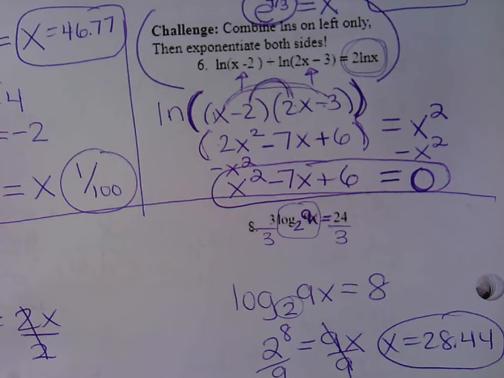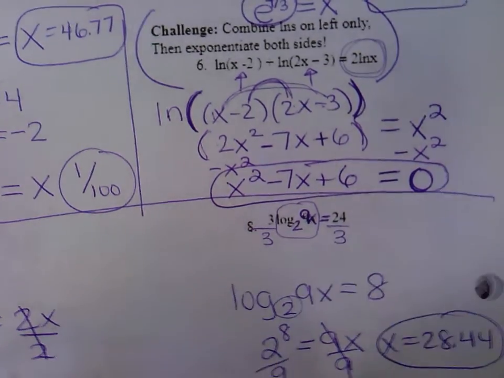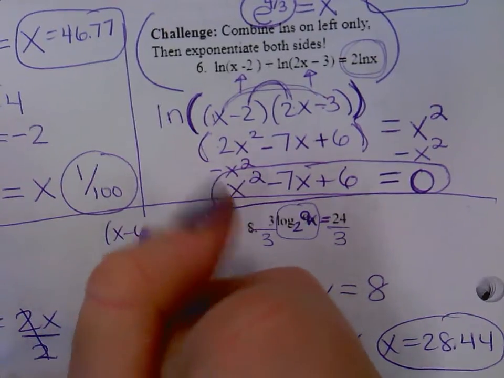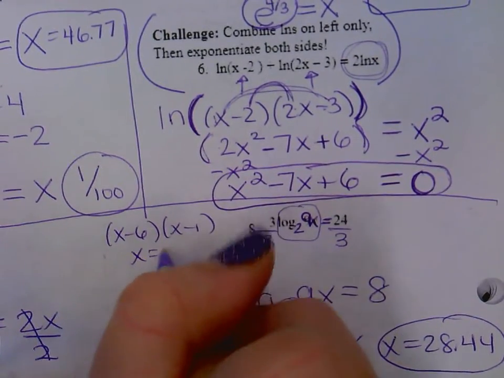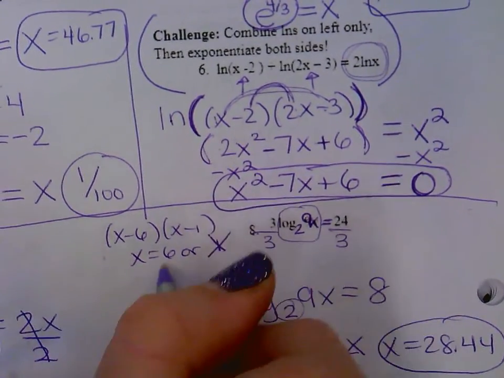Okay? So the only solution, I'll write it on here. x minus 6, x minus 1. x is 6 or 1, and I'm going to cross out the 1.